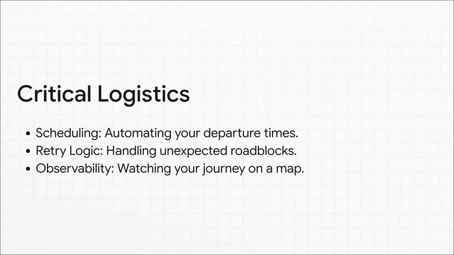And there are really 3 critical pieces of logistics you have to nail down. First up, scheduling. You need to put your pipeline on a timer so it departs automatically without you having to push the button every time. Second is retry logic. You know, what happens when you hit a pothole? A good pipeline doesn't just crash, it knows how to back up and try again. And third, observability. This is your dashboard, your GPS map. You need to be able to see where your data is at all times with logs and metrics, so if something goes wrong, you can find it and fix it fast.